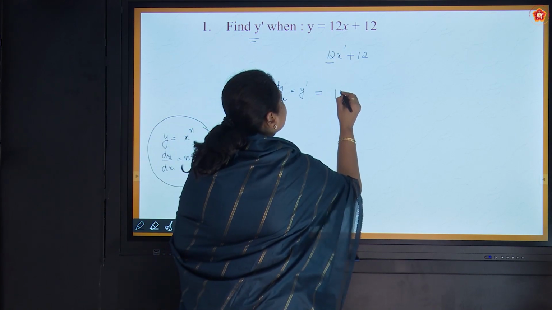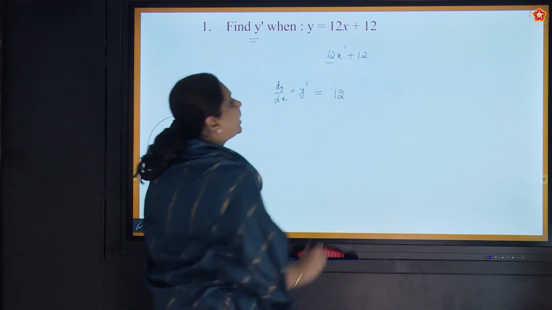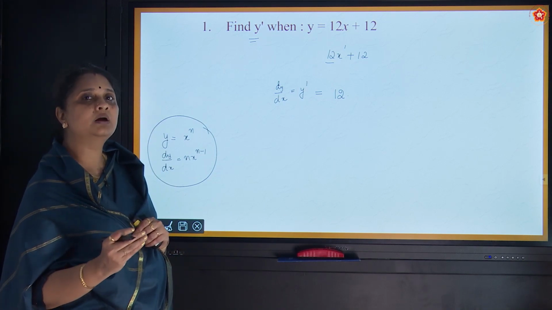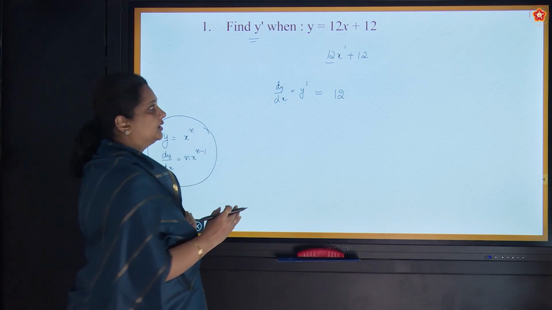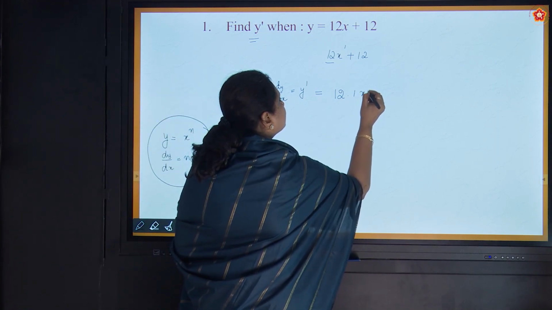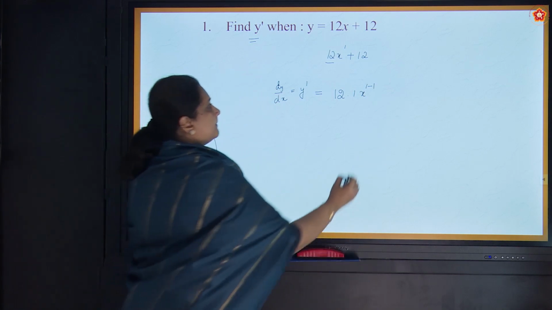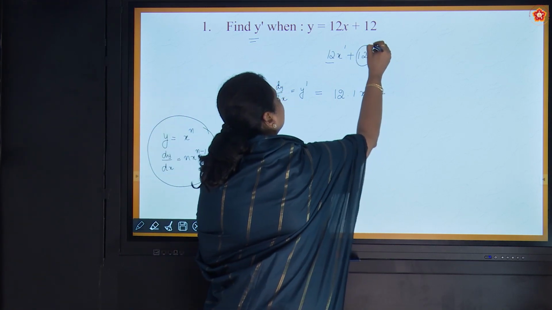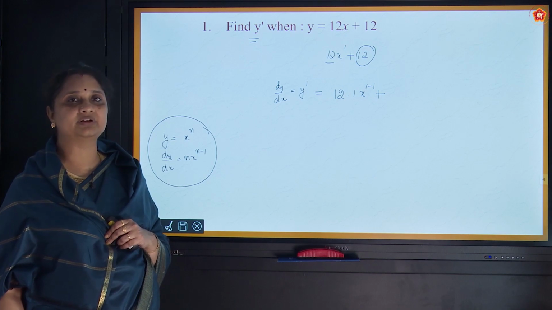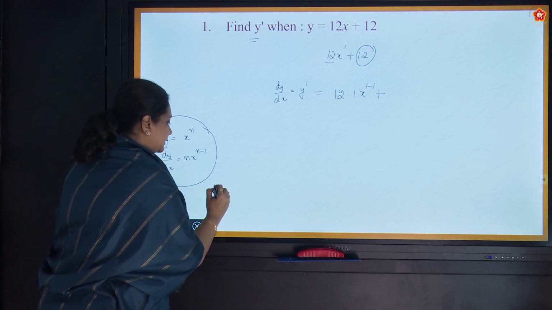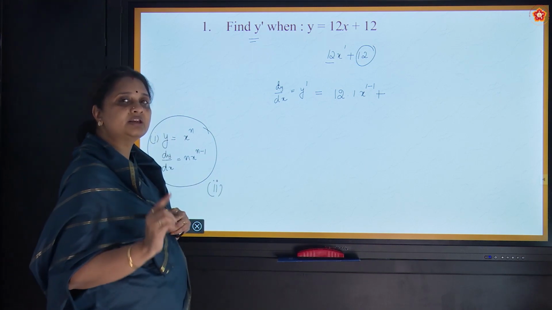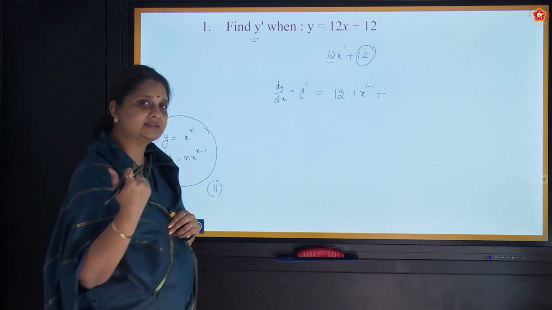So 12 is the coefficient, keep it as it is. All numerical coefficients along with the variables in a variable term will be kept as it is when you differentiate. X power 1. So what do we do? We bring the power down and then subtract 1 from the power. Plus, I have a 12 here. This is a constant term. What happens to a constant term when I differentiate it? That's the next result that I'm going to give you now. Please make a note of it. The first result is this. When I differentiate a constant, I always get a 0.